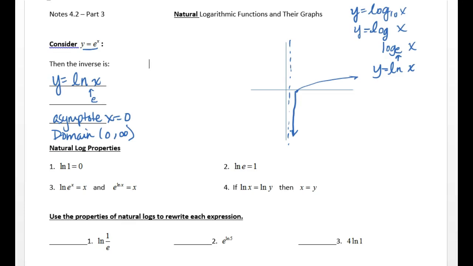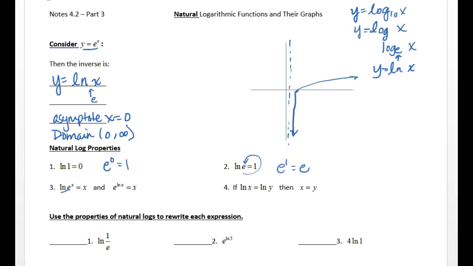Now, with your natural log properties, they're going to look a lot like what we just did. Okay, this is the same. Natural log of 1 is always 0 because e to the 0 power is 1. Anything to the 0 power is 1. The second property, the natural log of e is 1. That's because if you swirl this, e to what power is e? It's 1. Okay.